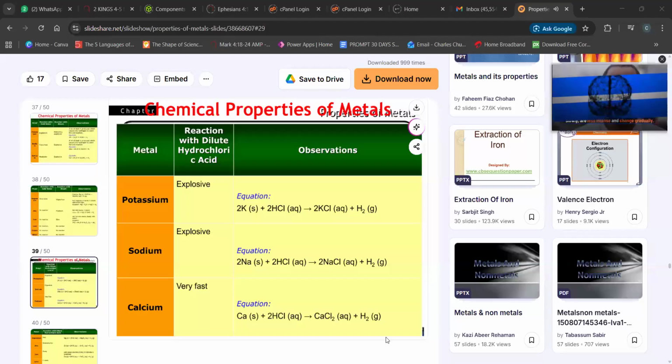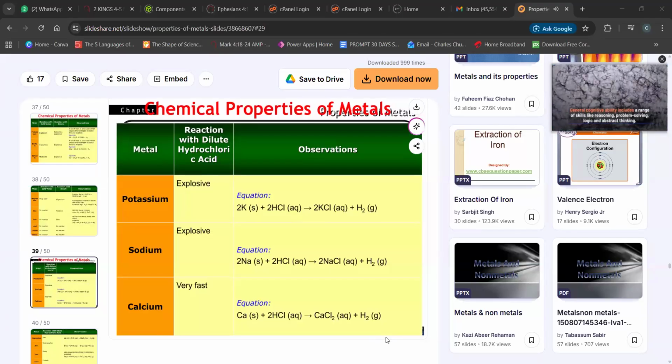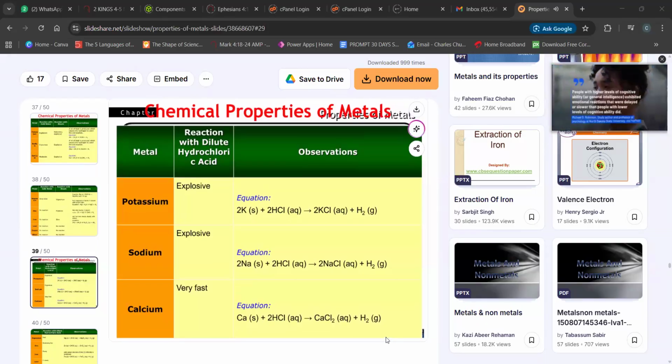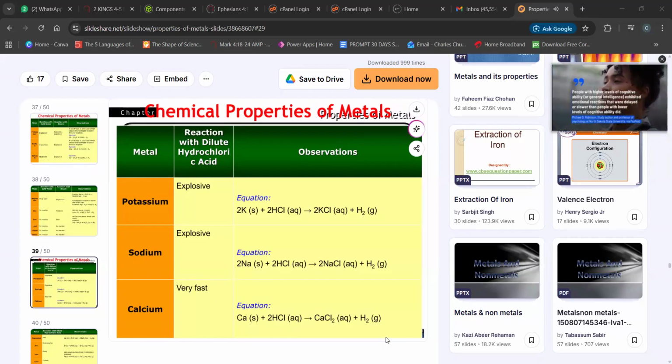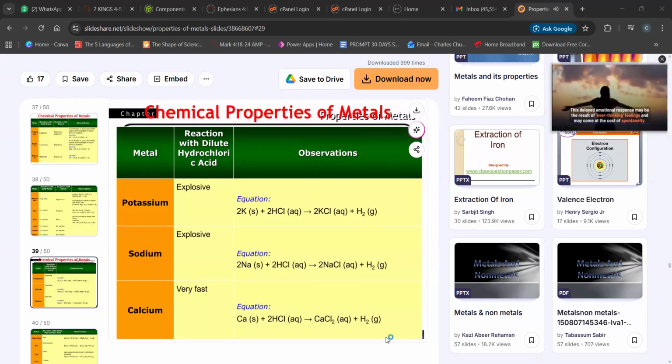Here we go with the reactions of metals with dilute hydrochloric acid. You can see how potassium reacts with HCl. What does it form? Potassium chloride and hydrogen. Hydrogen gas is released. Same thing with sodium combining with HCl to form sodium chloride. You know that sodium chloride is salt, right?